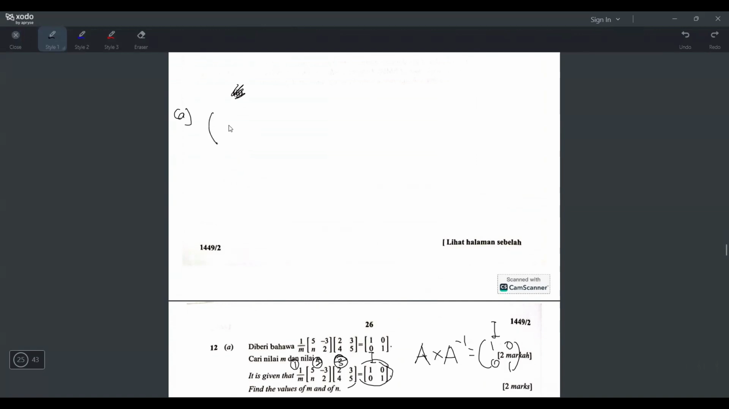So the original matrix is 2, 3, 4, 5, which is number 3. So 2, 3, 4, 5, right? And this is the original matrix, and it means my inverse matrix will be this: 1 over m, 5, negative 3, and 2.